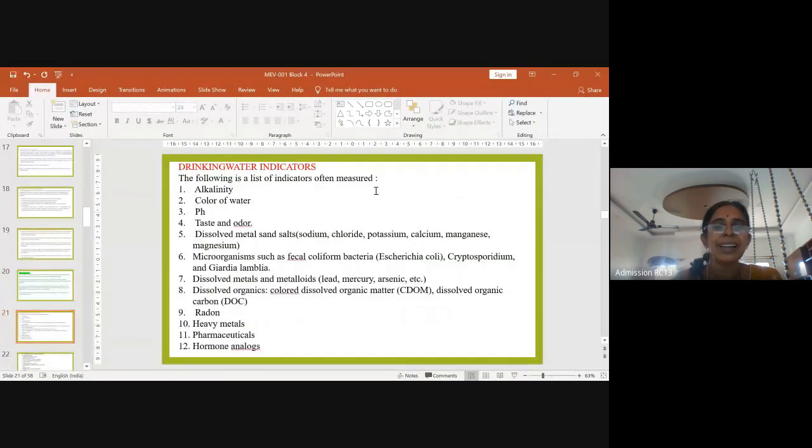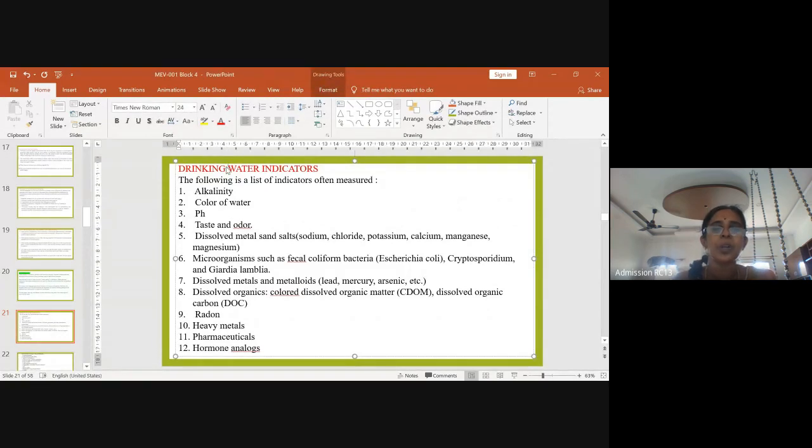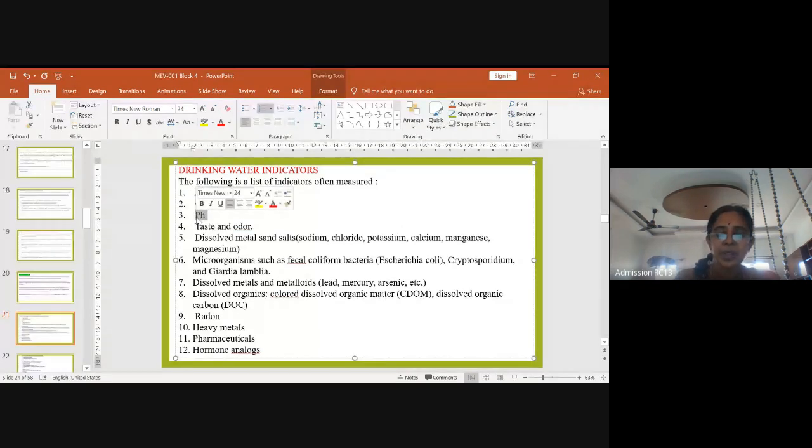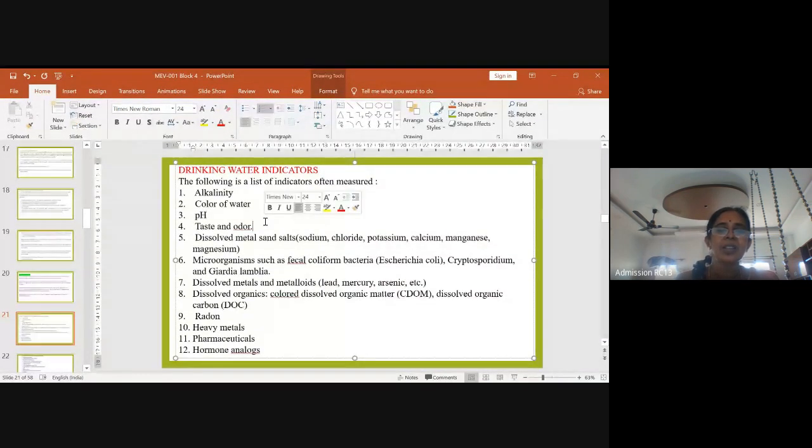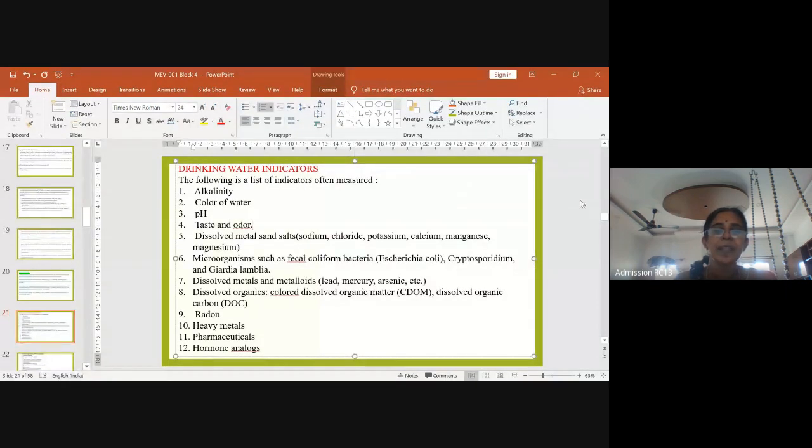So first, coming to drinking water, which is also called potable water, what are the indicators? Alkalinity, the color of the water, the pH. pH means it is either alkaline, acidic, or basic. It is the hydrogen ion concentration. Taste and odor, dissolved metal salts, microorganisms, dissolved metals and metalloids, dissolved organic matter, then radon, heavy metals, pharmaceuticals, hormone analogs, etc. So these are the list of indicators which are measured for drinking water.